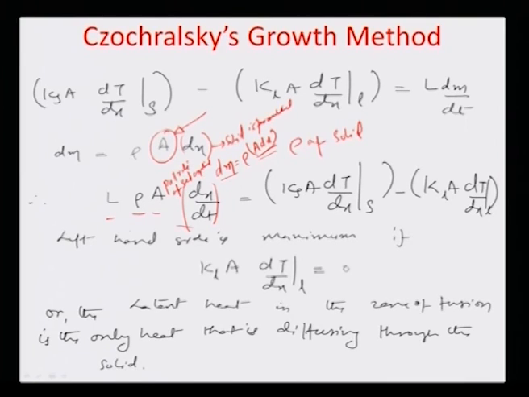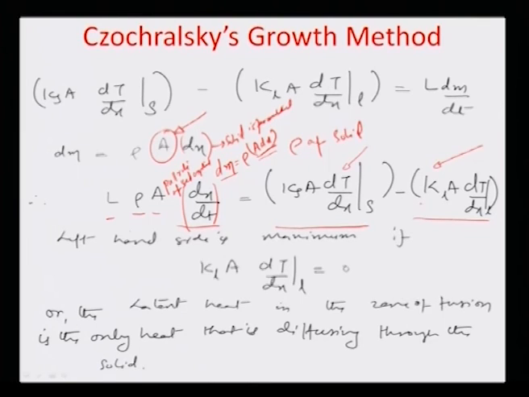So, this is the pull rate. L times rho times A times the pull rate is nothing but this heat transfer equation, which is Ks A dT by dx solid minus Kl A dT by dx liquid. We have just taken the negative of the negative, and that is why the equation has changed sign.